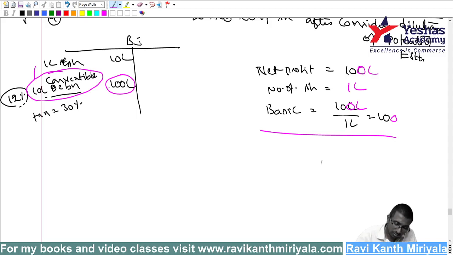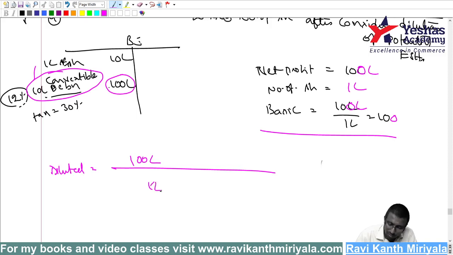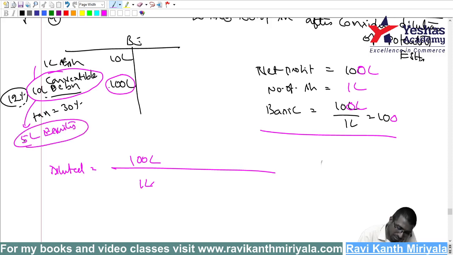Got my point? Now, if you take this assumption, you have to take the assumption for the full calculation. Listen, now diluted EPS. In basic, 100 lakh was the profit and 1 lakh was the number of shares. Now let us say these are going to be converted into 2 lakh equity shares. Assume some number, 5 lakh or 2 lakh, any number is fine. We are assuming 2 lakh equity shares.